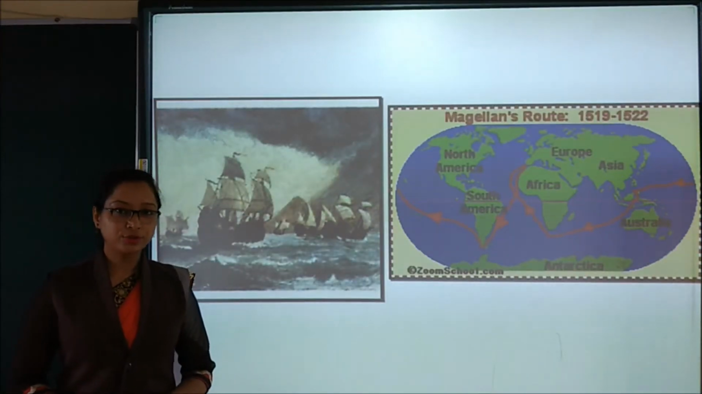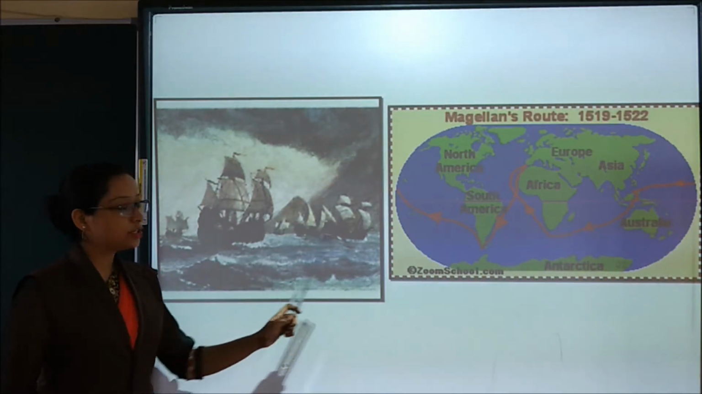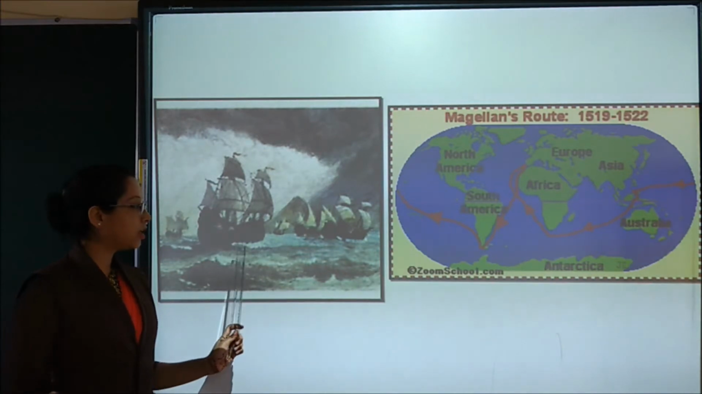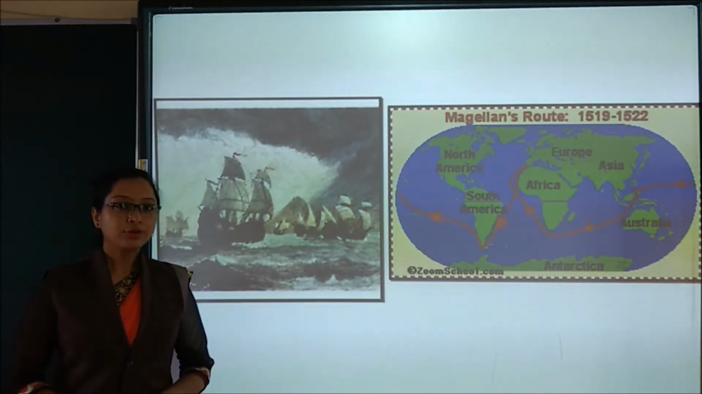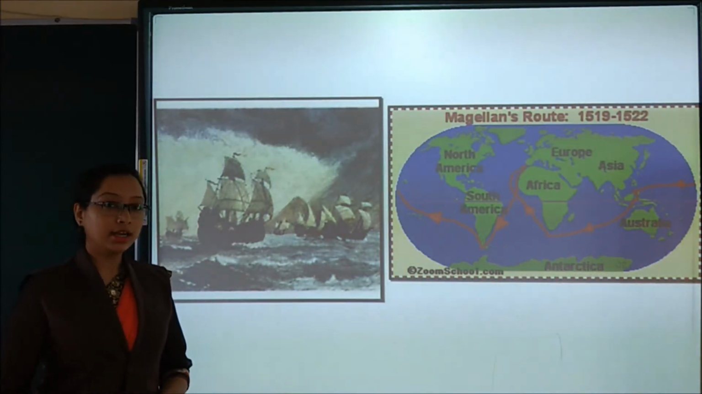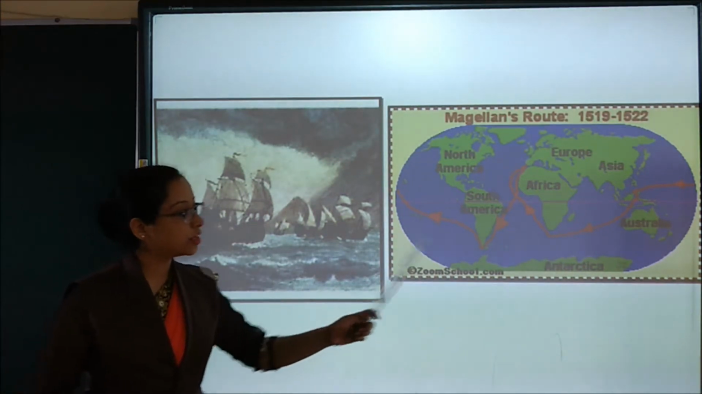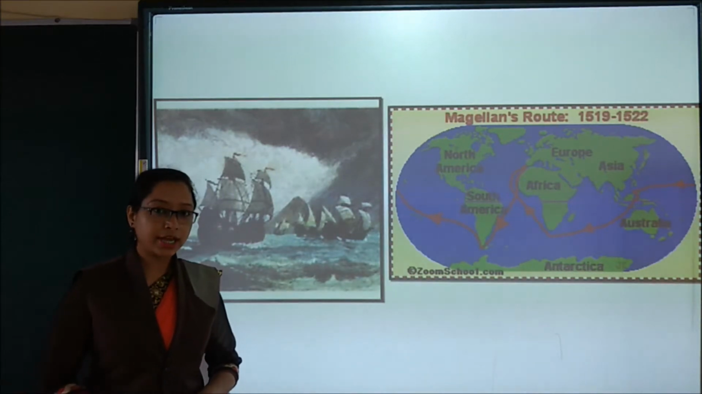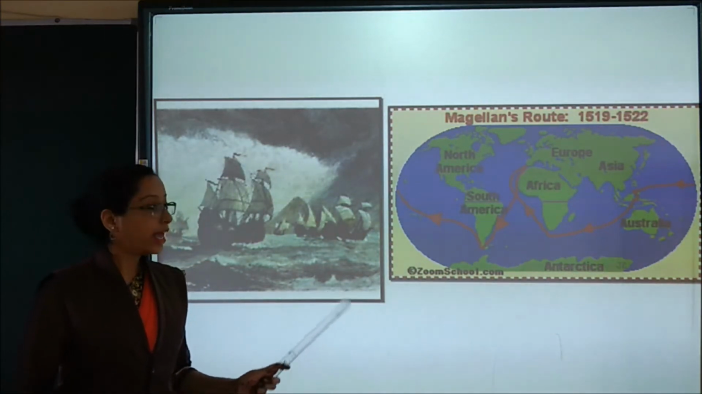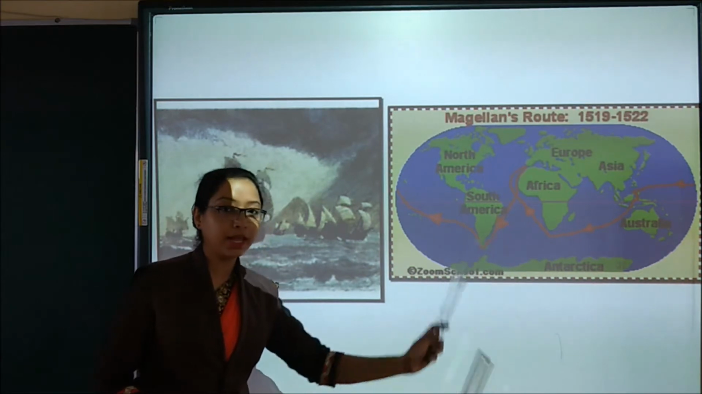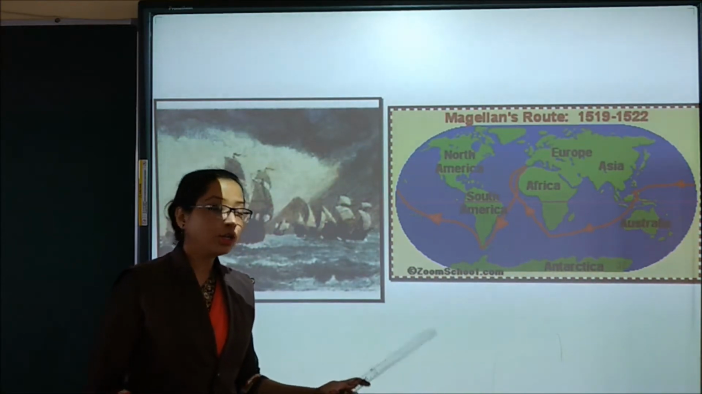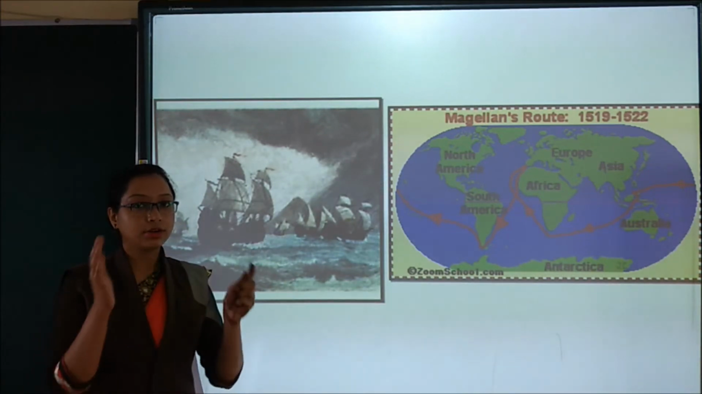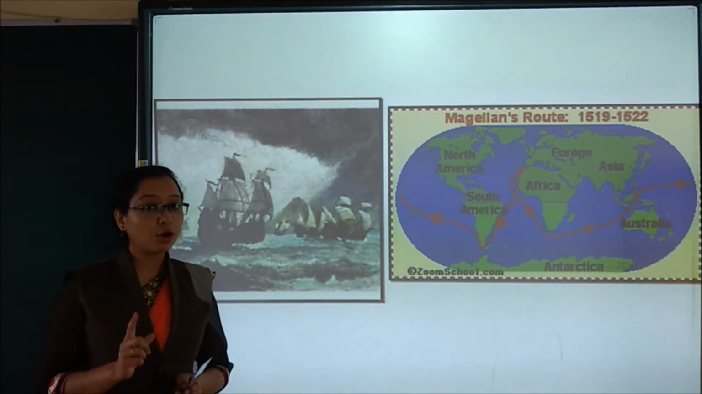So, how did he prove it? Here you can see these two pictures, and in this picture there are ships. Ferdinand Magellan sailed in the same direction. Here you can see the direction is given. He sailed in the same direction for 3 years and he reached the same place from where he started. Like this, he proved that the earth is round in shape, it is not flat.